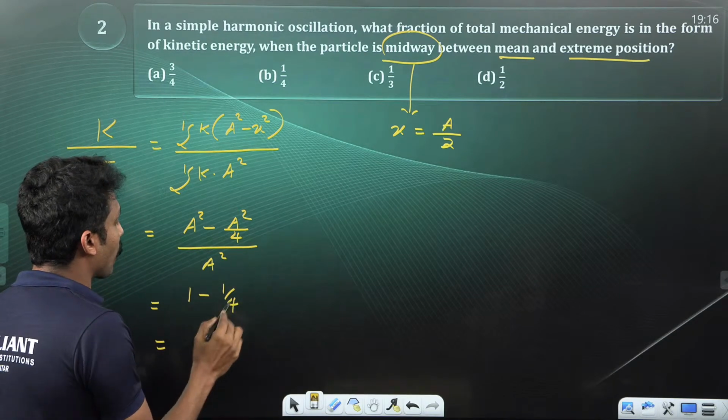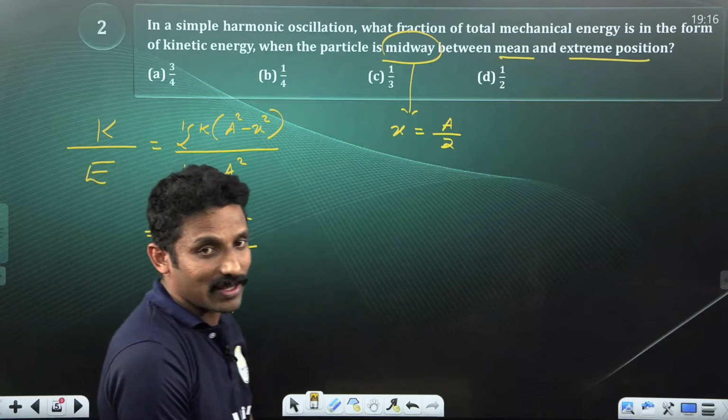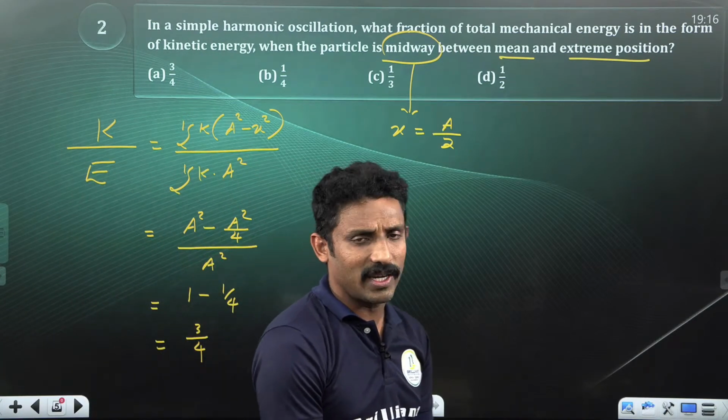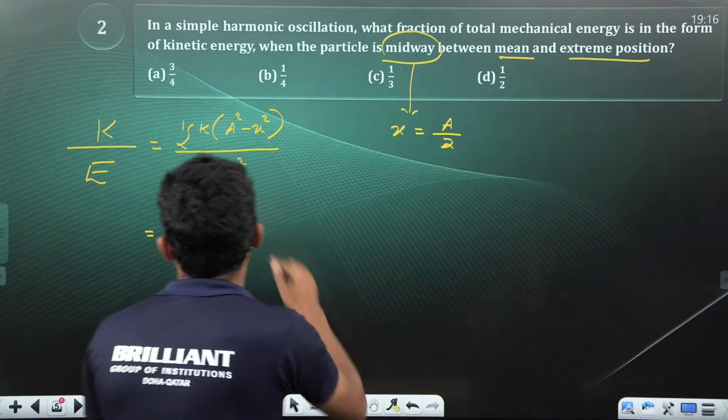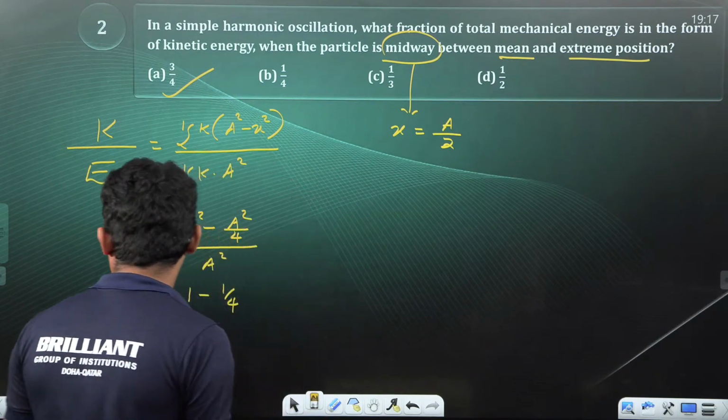Okay. This is 4 minus 1, that is 3 by 4. 3 by 4 is the answer for this fraction. It is very simple to calculate. Option A is the answer. Clear? Yes. Now the third one.